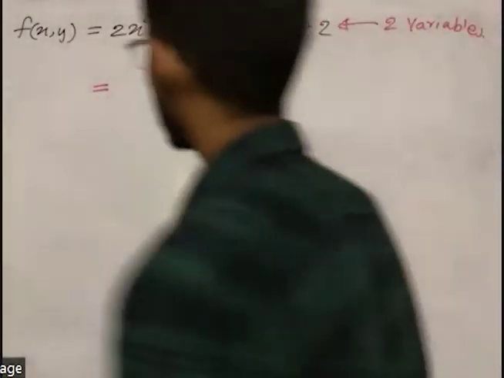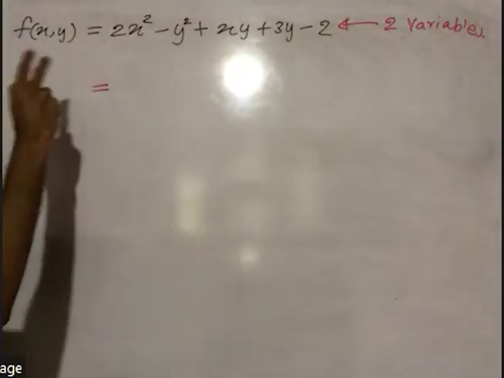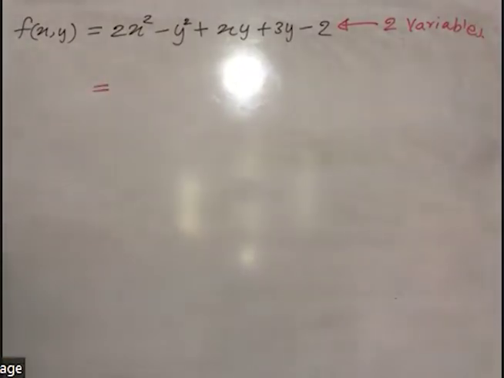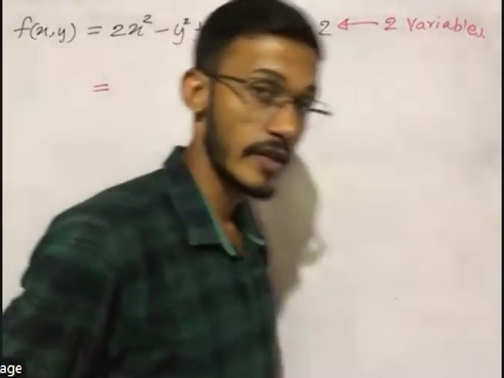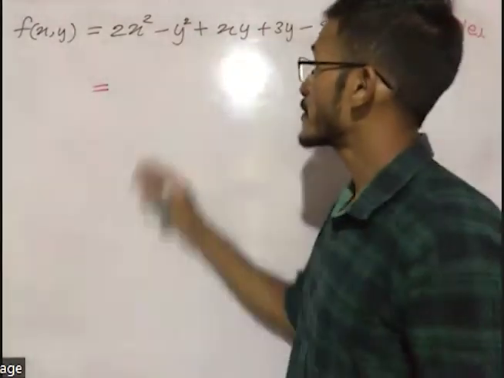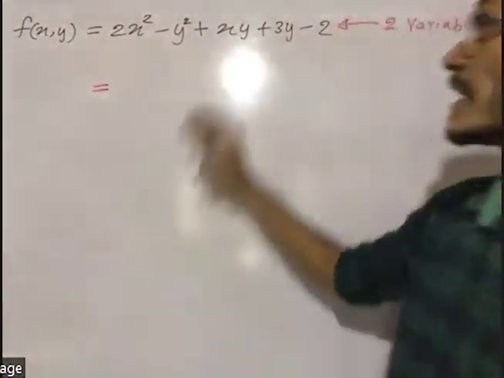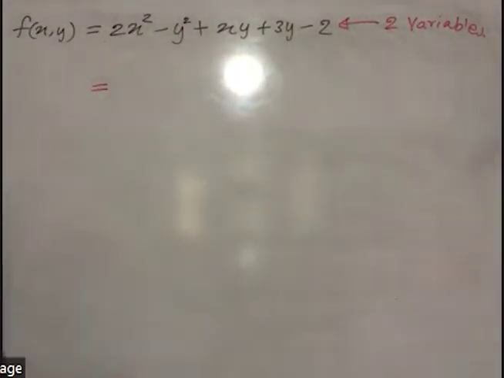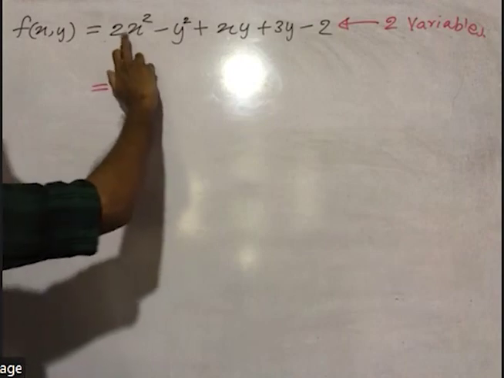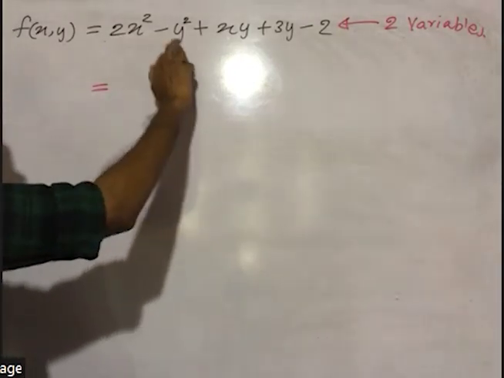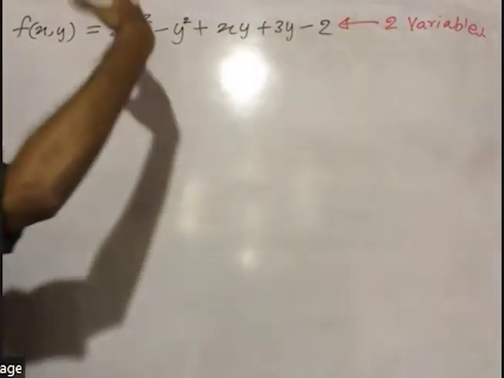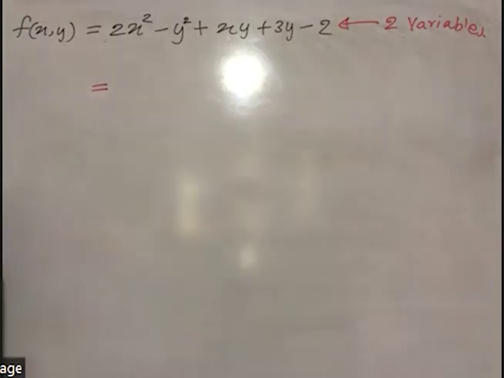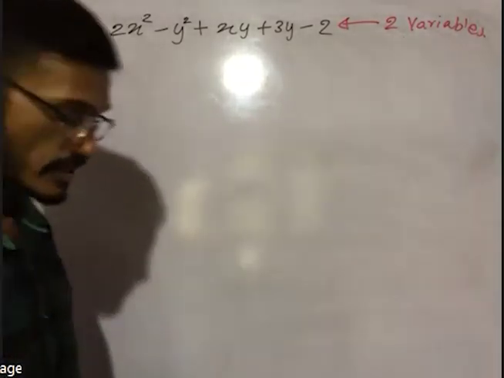If you assume x is a constant, then you can write this function as a quadratic equation of y. Also, if you assume y is a constant, then you can write this as a quadratic equation of x. But in reality, x is not a constant. x is a variable, y is also a variable. But for simplification purposes, we assume that x is a constant.